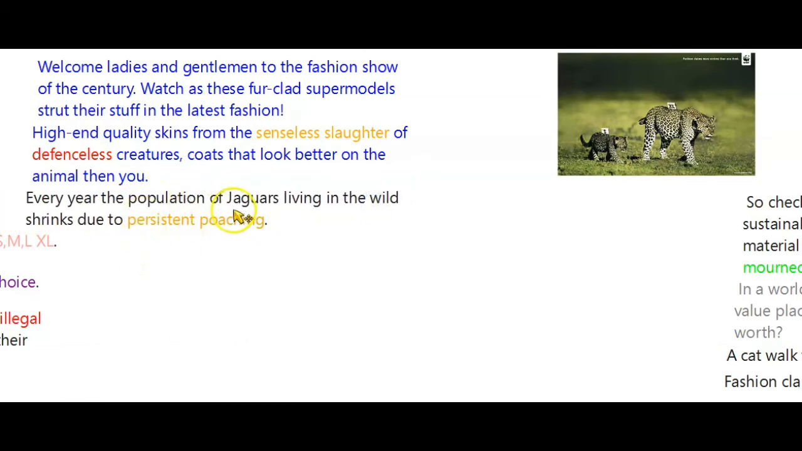Every year, the population of jaguars living in the wild shrinks due to persistent poaching. It's a fact that I want my reader to know and really gets that message across, and I use some alliteration again there. Now for my simile. The solution is as simple as reading SMLXL. And I explained that idea to you yesterday as I was coming up with it, that it's a bit of a play on words. I've used a solution is as simple as reading SMLXL. I can see I've got alliteration in there again as well. That wasn't deliberate, by the way.